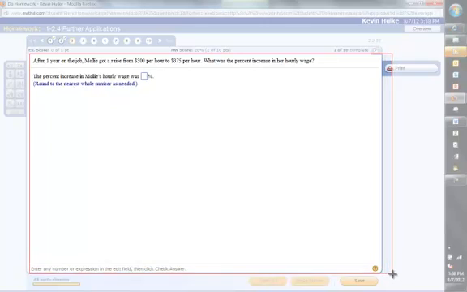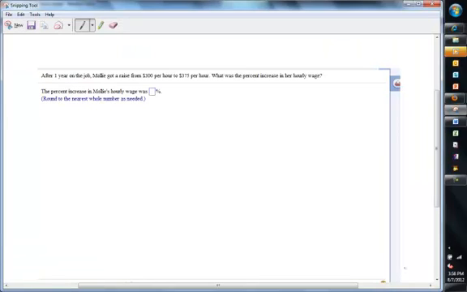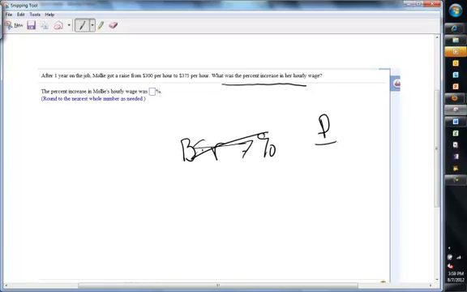After 1 year on the job, Molly got a raise from $300 to $375 per hour. I don't know what she does for a living, but I want to do it too. What was the percent increase? Well, first of all, remember that it's always base times rate is the percent. So, let's do it the other way. Part over base is the rate.